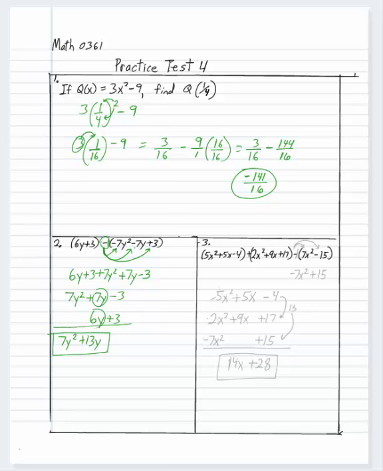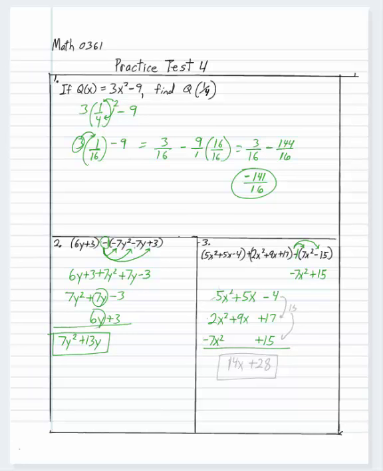We're going to take the same approach with number 3. Notice before the last set of parentheses there's another minus sign, which is really minus 1. And I will distribute. So it becomes negative 7x squared and positive 15. Now let me rewrite. So I have 5x squared plus 5x minus 4, then 2x squared plus 9x plus 17, then negative 7x squared plus 15.